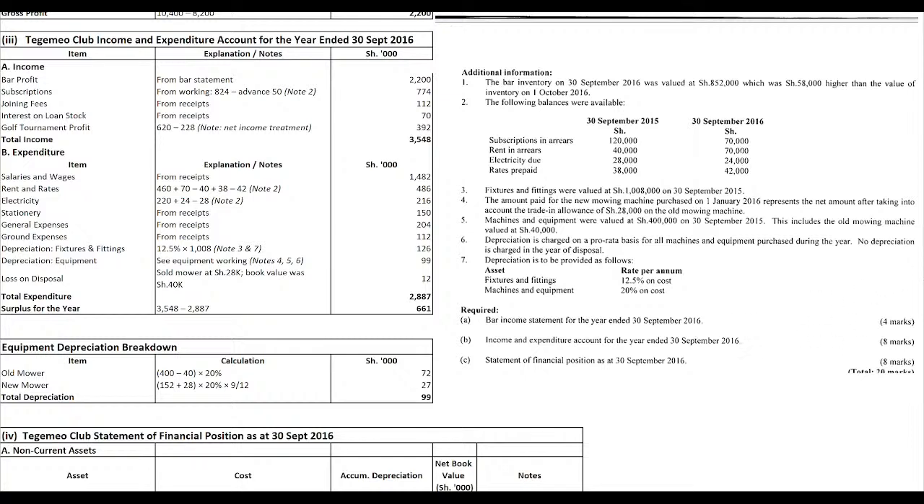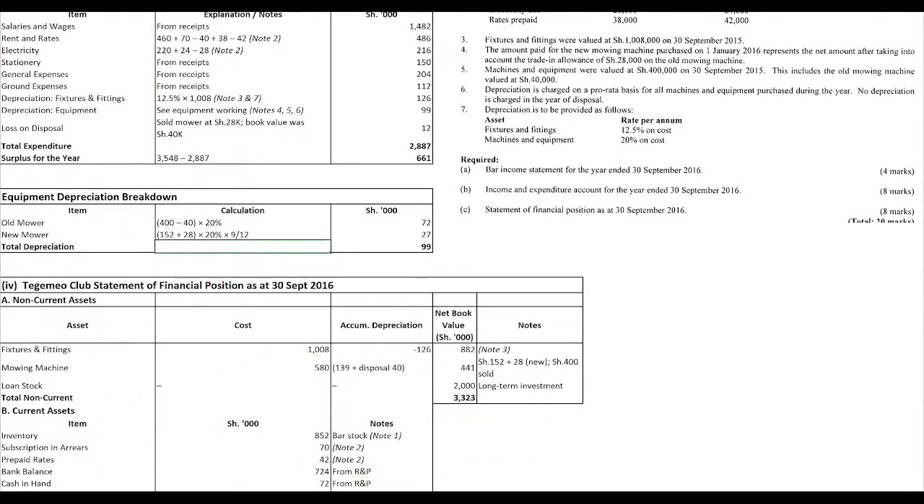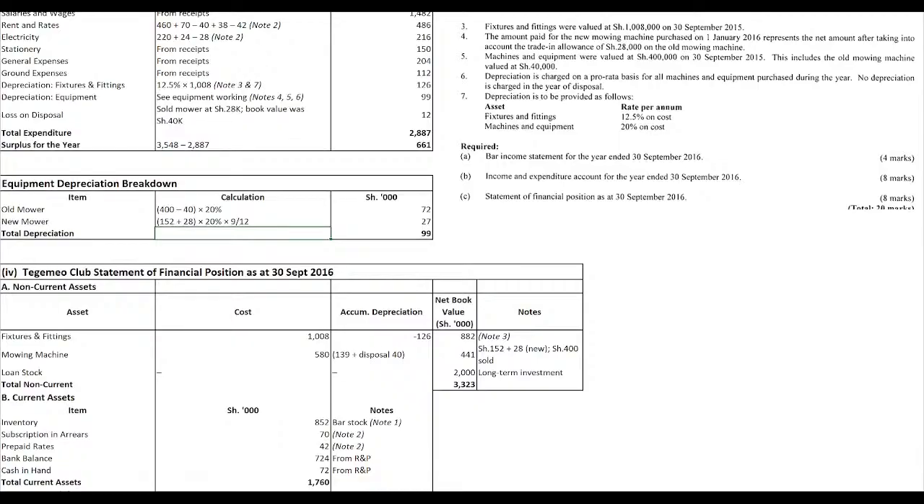So I hope we are together up to that point. So that is our Tegemeo Club income and expenditure. So we go to the Tegemeo Club, our statement of financial position. So we start with the non-current assets. So everything here we have calculated.